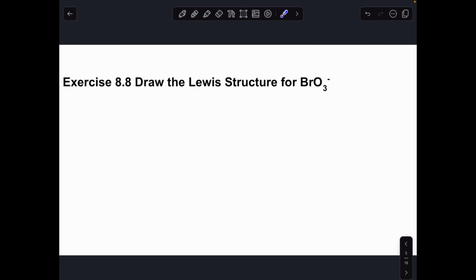Okay, we got BrO3 with a minus charge. So I'm going to start with bromine, and we'll put that in the middle. And then we got 1, 2, 3 oxygens. Bromine has 7 valence electrons, so let's add 7 dots to that. 1, 2, 3, 4, 5, 6, 7. Our oxygens are all coming with 6. 1, 2, 3, 4, 5, 6, and so on for each oxygen.